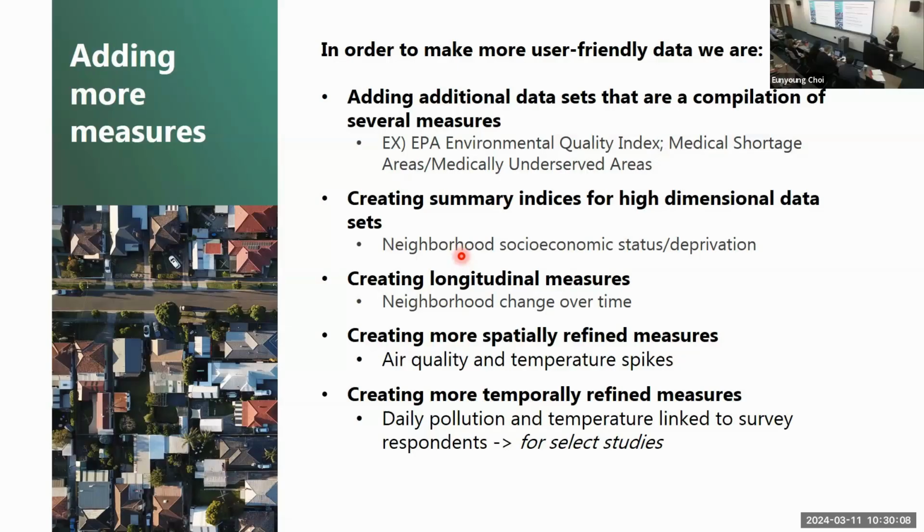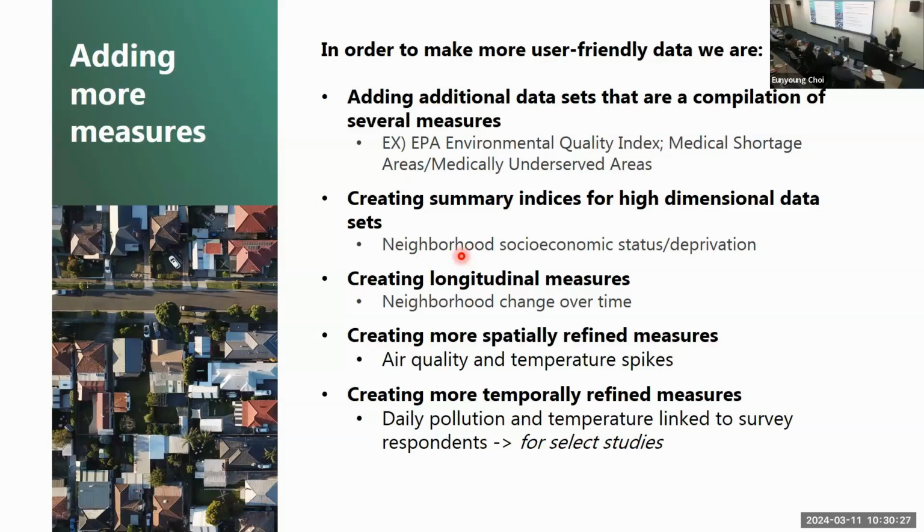You can just kind of grab them and go. Because of course, once you have the data, you're going to have to figure out how to model them, and that's going to be a whole other problem that you'll have. So we're trying to grab additional data sets that are compilations of several measures. I'm going to show you this EPA Environmental Quality Index. There's a couple more that I've identified recently.